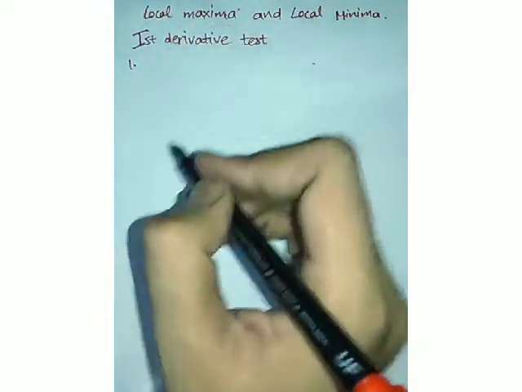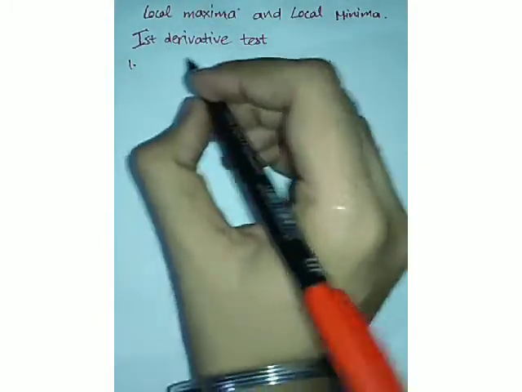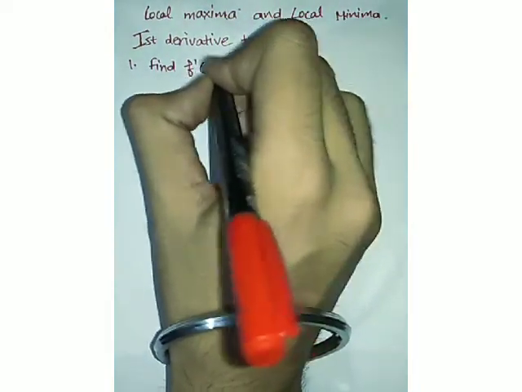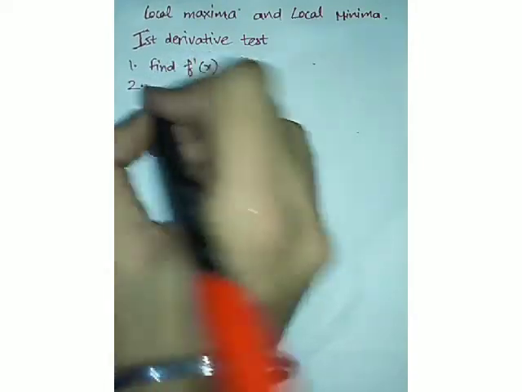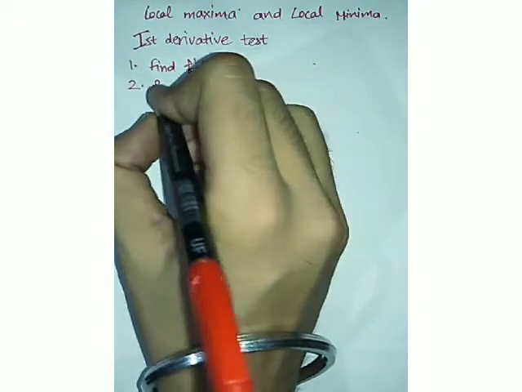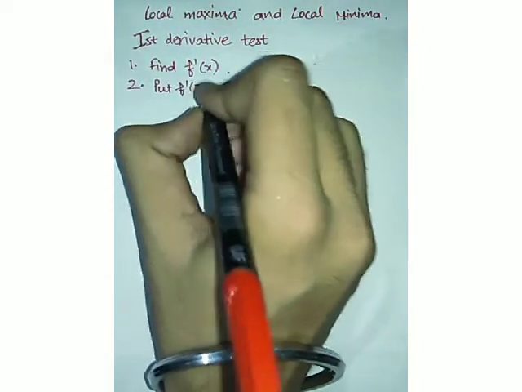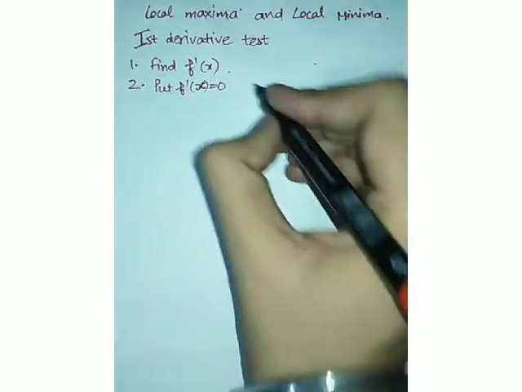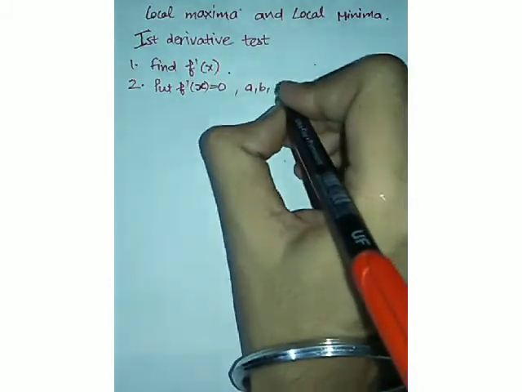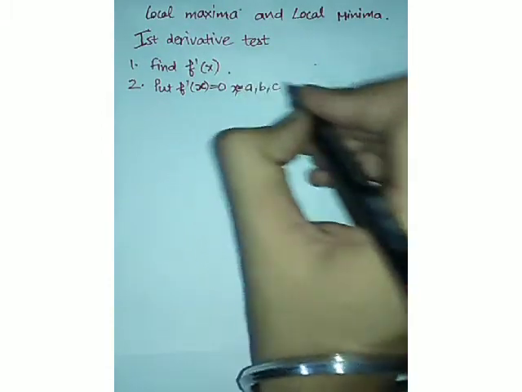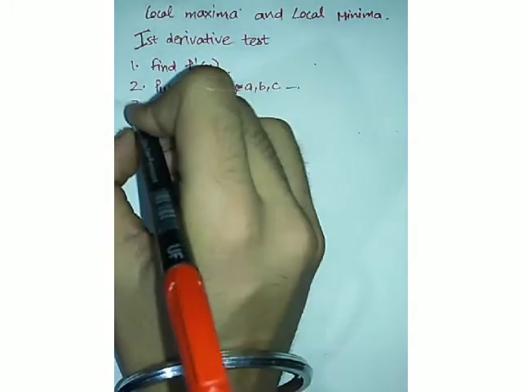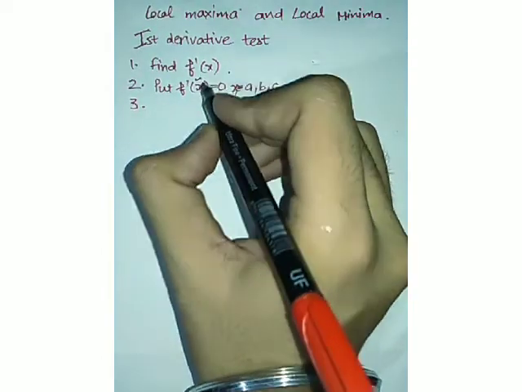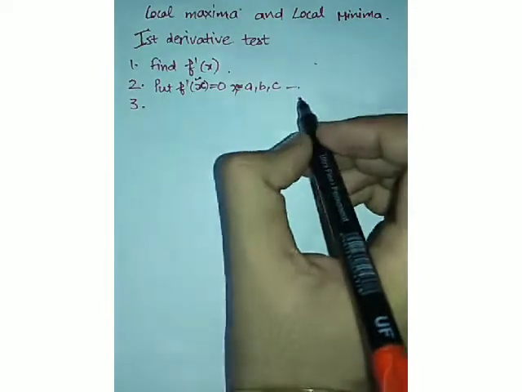All right, so in the first derivative test, the first thing is that we have to find f dash x, means differentiate the function with respect to x once, then put f dash x equal to 0. When you put f dash x equal to 0, you will get some values of x. Let those values be a, b, c. Now you have to study the sign of f dash x for the values a, b and c.